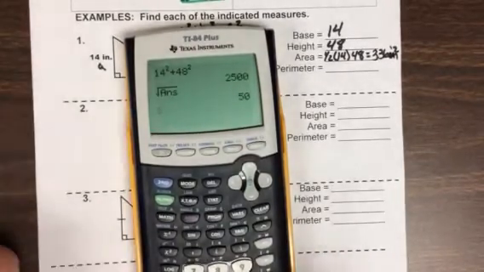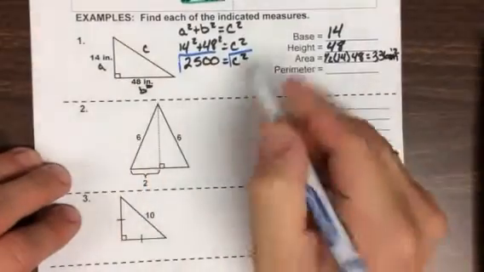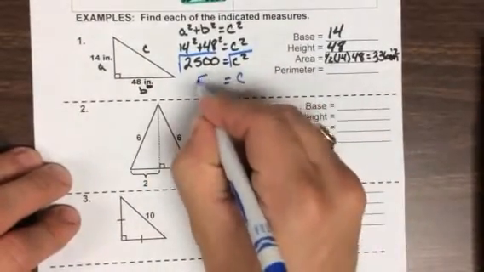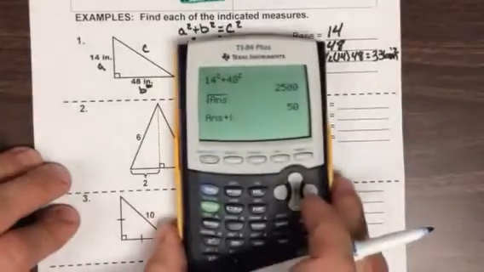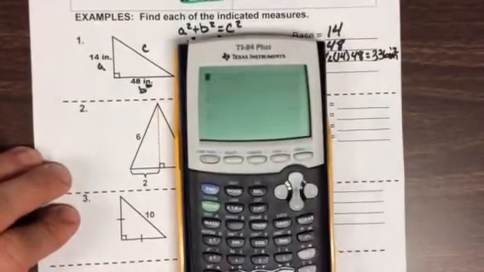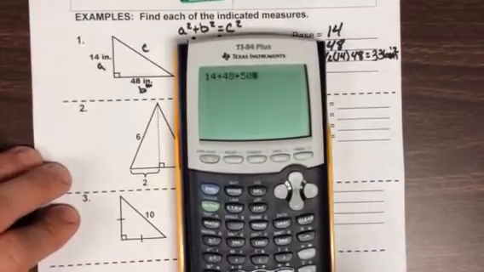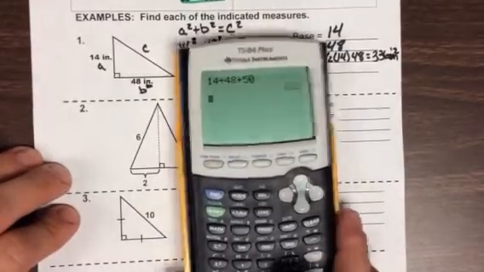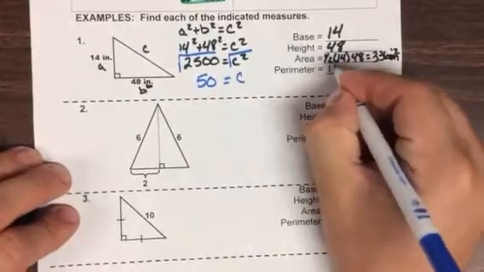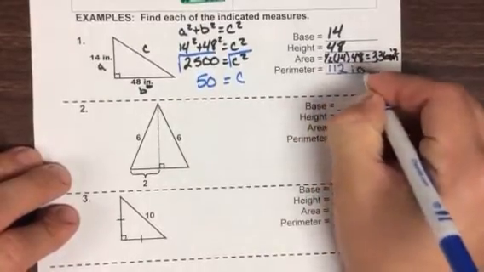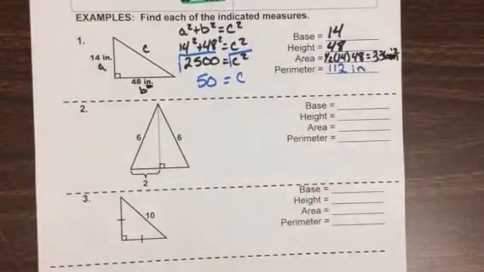So as I'm looking at it, I hit enter. That is 50. So C must be 50. So for the perimeter, I'm going to say 14 plus 48 plus 50, and that is 112. And I would put inches. Okay, let's look down at example number 2.